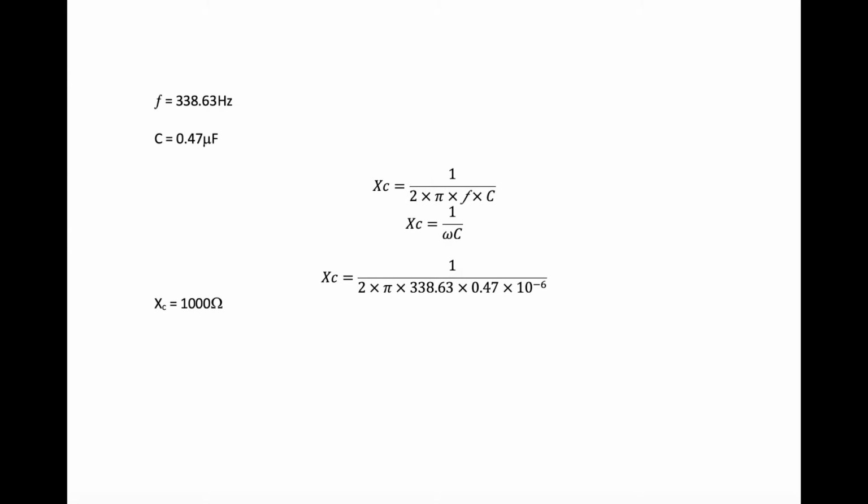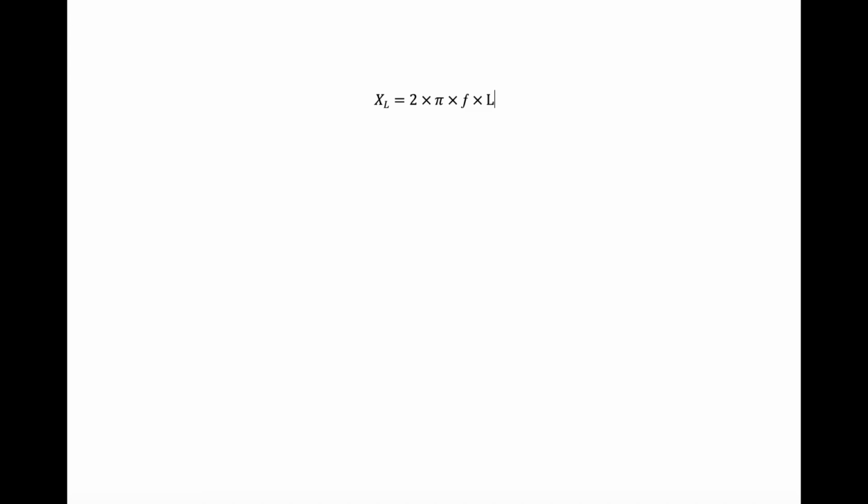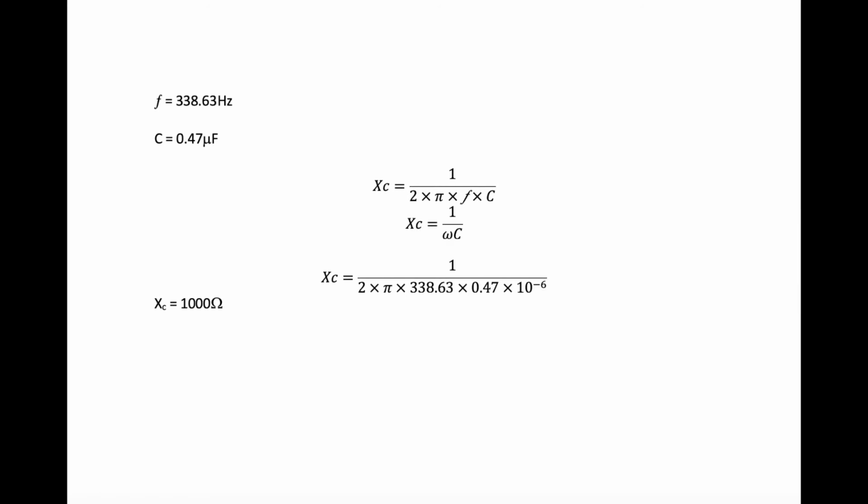In a similar fashion, the reactance of an inductor can be found using the formula 2 pi FL, where F is again the frequency and L is the inductance measured in henries. Looking at the previous example again, we can see that the frequency is inversely proportional to the reactance.